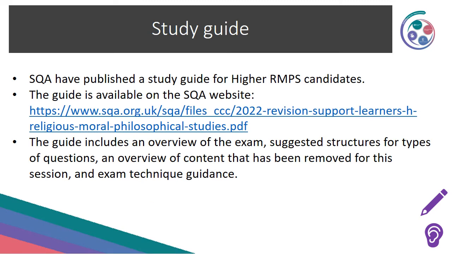Okay, so the study guide. The SQA have published a study guide for higher RMPS candidates, okay, and it's available at that link there. Now, you won't be able to click on that link because it's on the video. I will ask for that link to be put into the comments for you to click on. But it is available if you just search higher RMPS SQA, it'll come up, and if you click on that link, it'll be on one of the options there. I believe it says something like study guides for candidates or something like that. Okay? It's obvious where it is on the page.